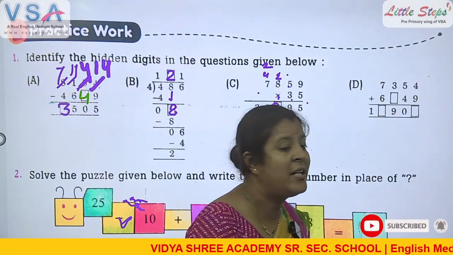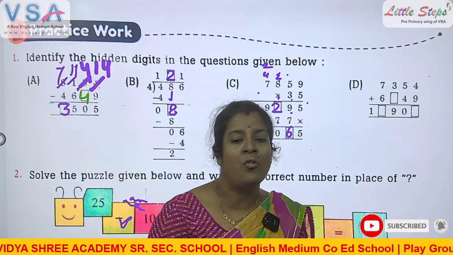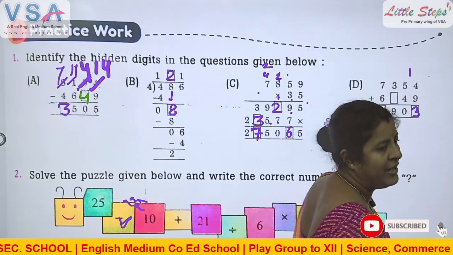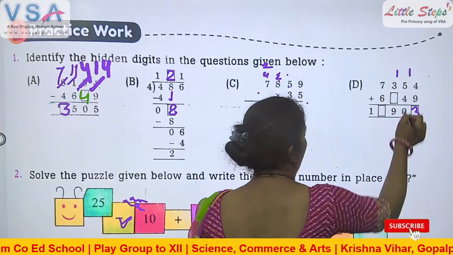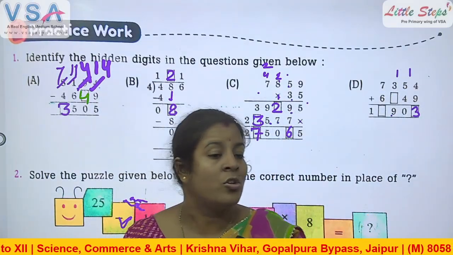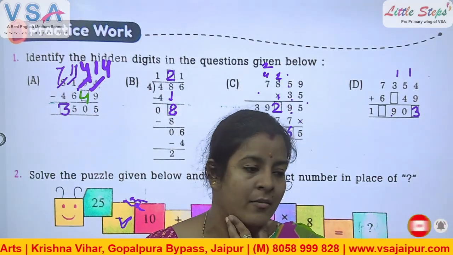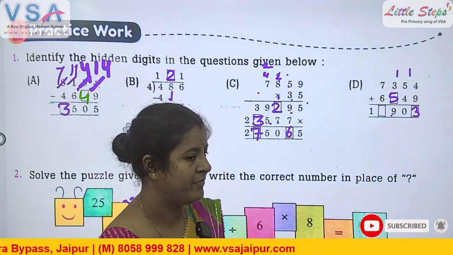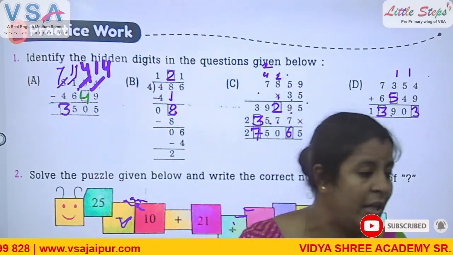Yes, and the next question is D. 7354 plus 6 dash 49 equal to, find the missing number. So 9 plus 4, 13. 1 carry, 5 plus 4 plus 1, 10. So 0 and 1 carry also. 3 plus 1, 4. Here what comes for us is 9. So which number added to 4 gives 9? So we get the number 5. And 7 plus 6, 13. So then the answer is 13903. Okay? You understand?